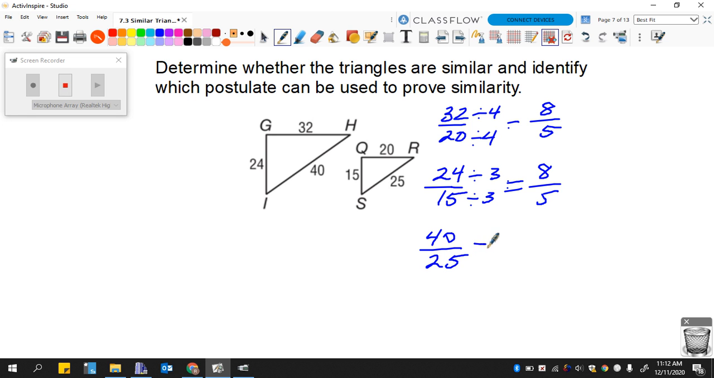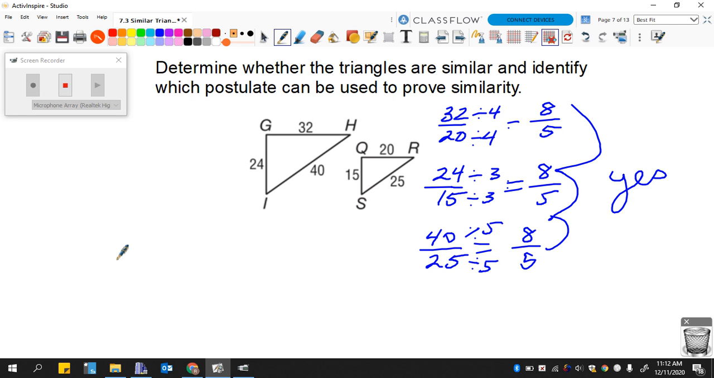Okay, so 5 goes into both of those. So we're going to divide by 5. And once again, we end up with 8 over 5. So all three of these are the same ratio. So that would be side, side, side.